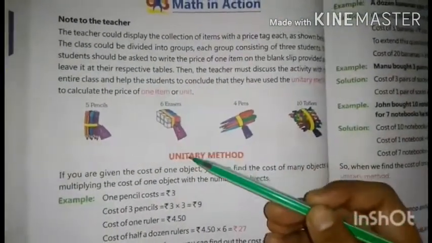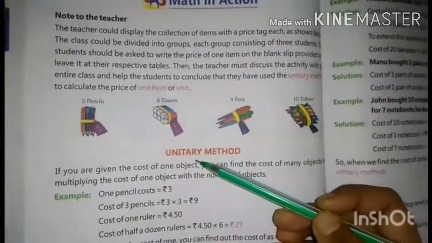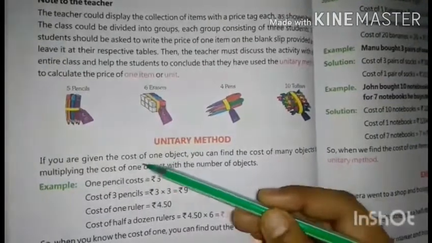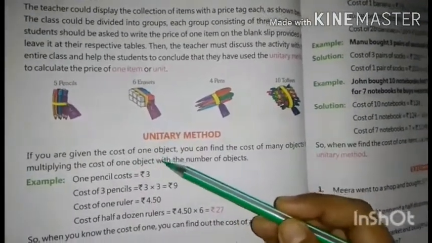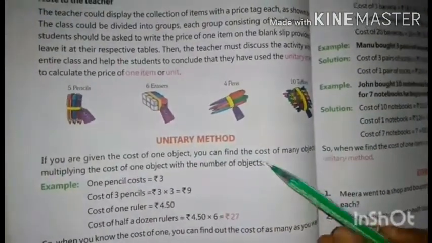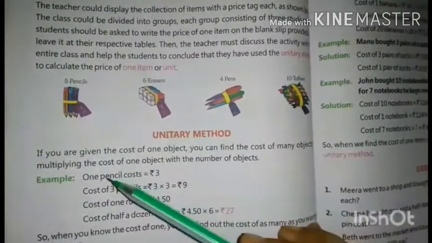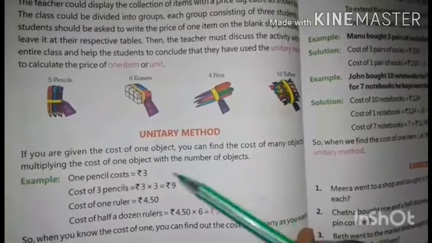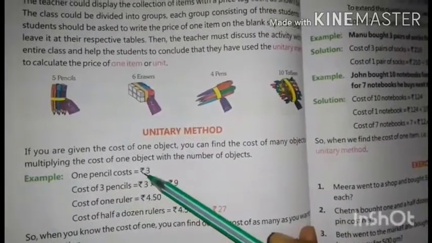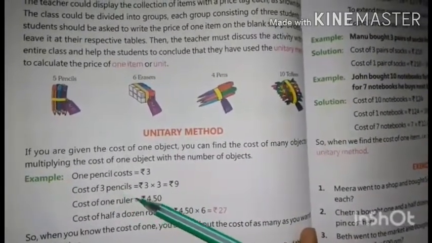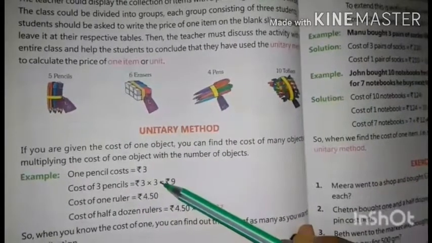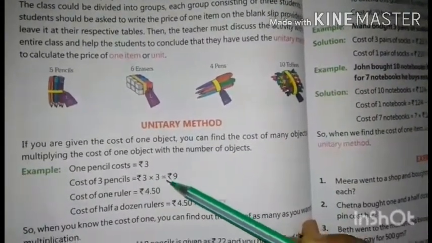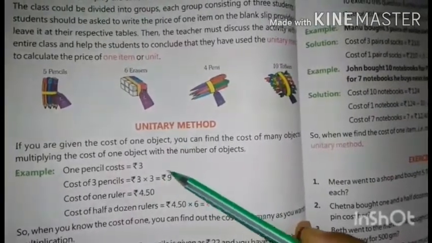Just see what the unitary method is. In the unitary method, if you are given the cost of one object, you can find the cost of many objects by multiplying the cost of one object with the number of objects. That is the unitary method. One pencil's cost is given, so the cost of 3 pencils is 3 into 3, number of pencils into cost of one pencil, which is equal to the total cost of 3 pencils, rupees 9.